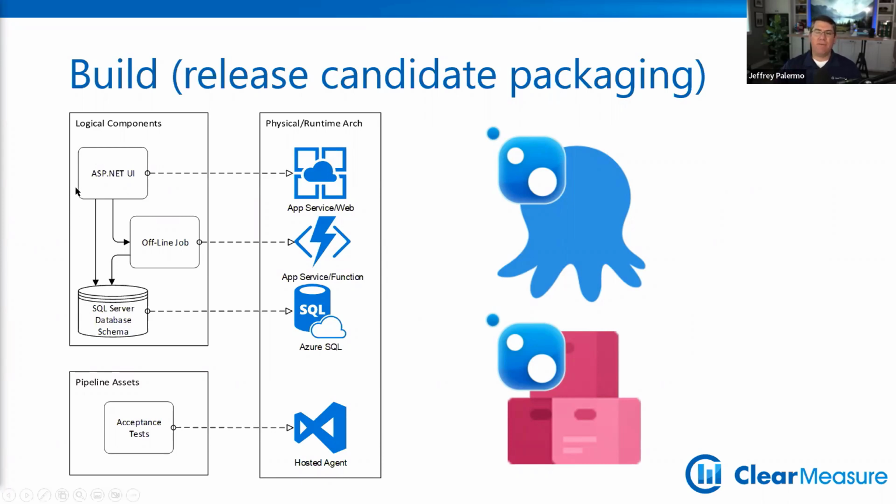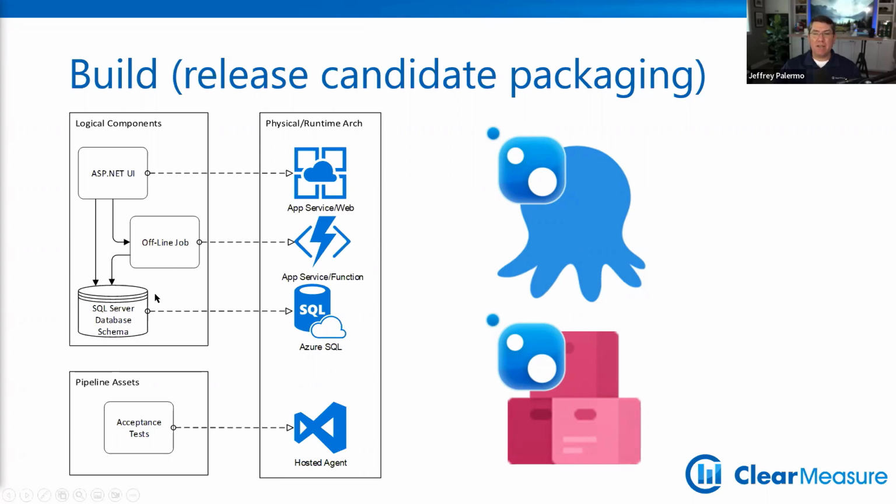Let's see if we have a web application. Great, we're going to have a deployable package for a web application. We have an offline job that just sits there and watches an Azure Service Bus queue. That's just an offline job. Whether we deploy it as a service worker, an Azure function, or an app service doesn't matter. It's another deployable process, so it needs to have a package.